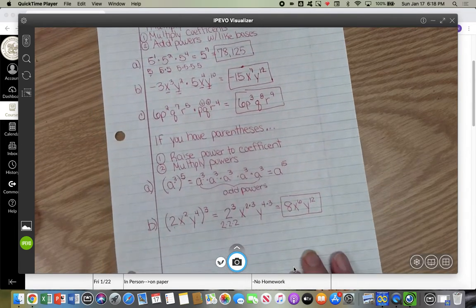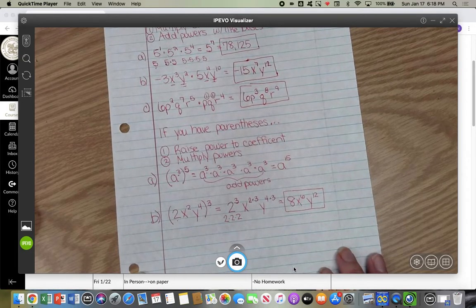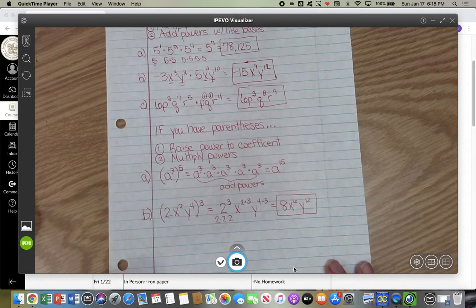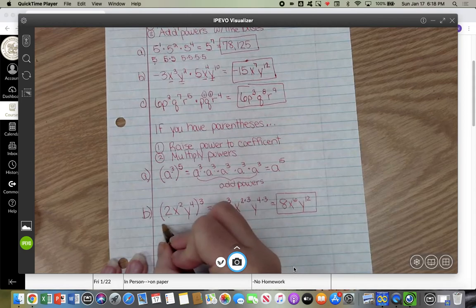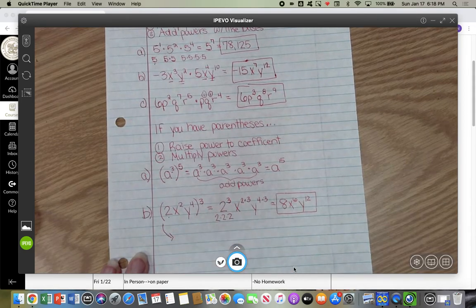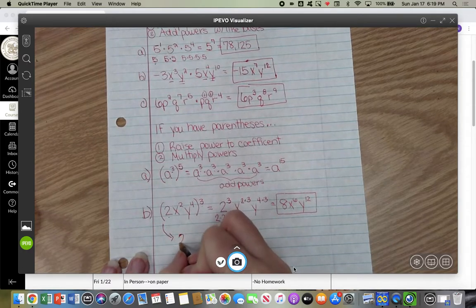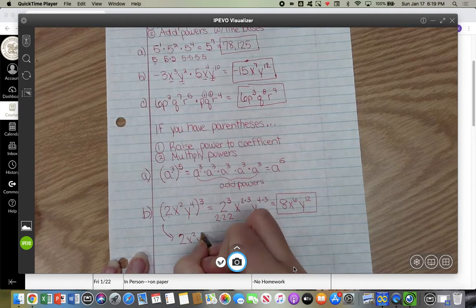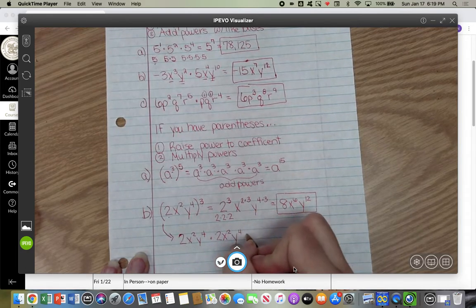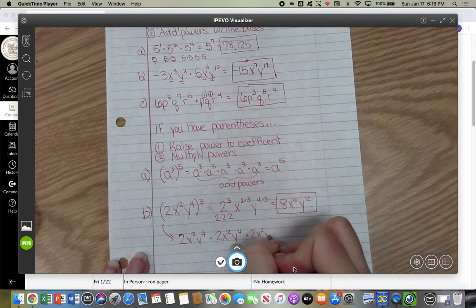Now, you could also expand that as well. Sorry for my camera being a little off on that. But I do want to show you an alternate way if you wanted to expand that. What that is telling you to do is everything in the parentheses gets multiplied by itself 3 times. So that really would mean 2x squared y to the 4th times 2x squared y to the 4th times 2x squared y to the 4th.